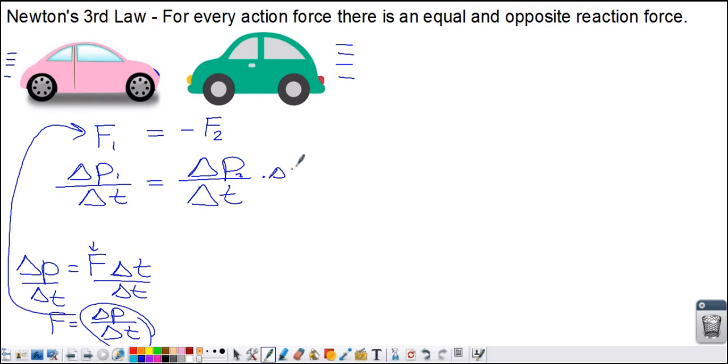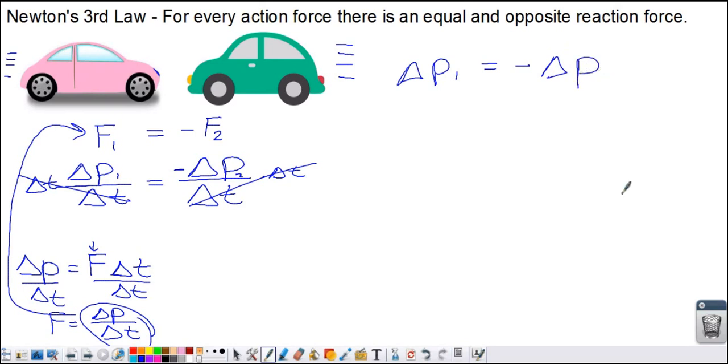I'm going to go ahead and multiply both sides of the equation by time, and we will see that time cancels out. I forgot the opposite part. Bring it down. So bring it down now. Okay. So we've got this. The change in momentum of the first is equal and opposite to the change in momentum in the second.